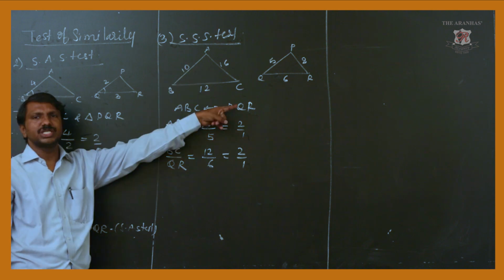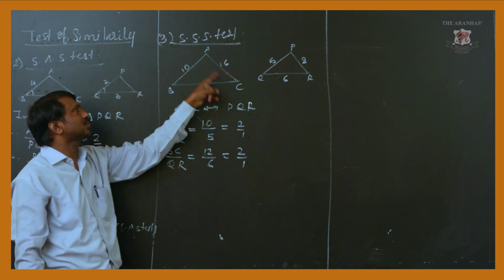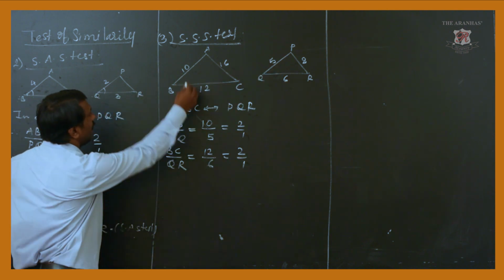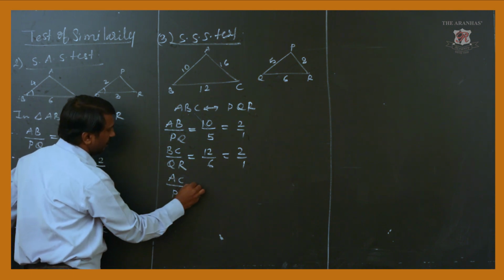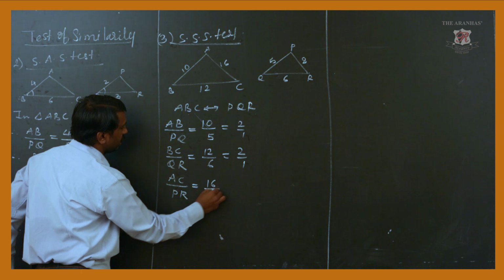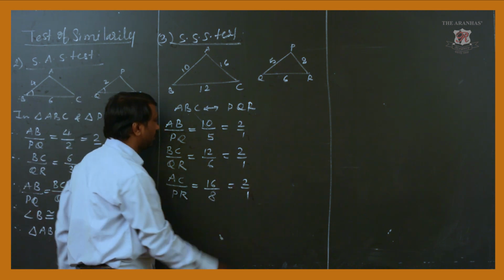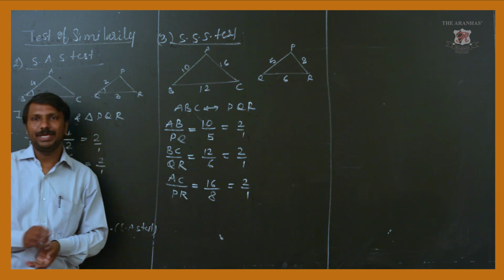And one more, the third corresponding side. If you observe this diagram, you will see they gave us only the measurements of the sides, not the angles. The last one is AC upon PR, which equals 16 upon 8. So it is also the same, 2 upon 1. So these are the three corresponding side pairs.